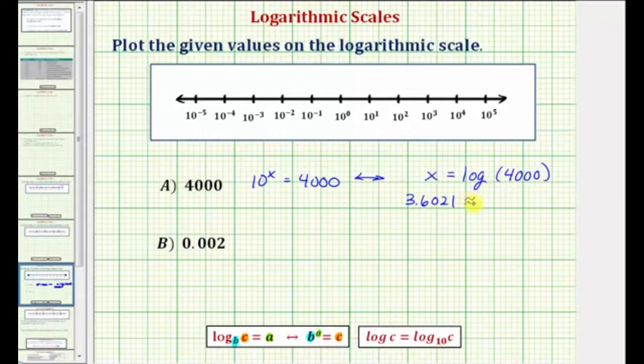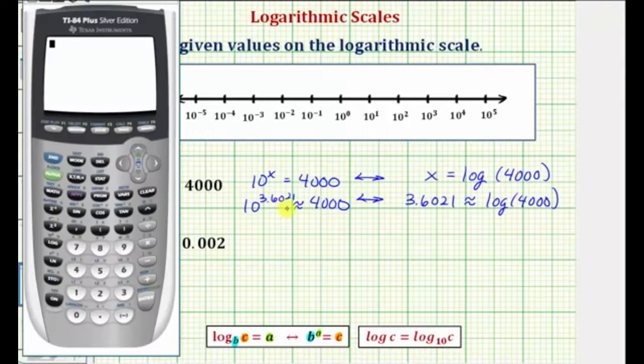So now we know that 3.6021 is approximately equal to common log 4,000, which means x is approximately 3.6021, and therefore, writing the equivalent exponential equation, now that we know x, we can say that 10 raised to the power of 3.6021 is approximately 4,000. And let's go ahead and check this on the calculator. If we enter 10 raised to the power of 3.6021 and then enter, notice how we get approximately 4,000. It's a little bit more than 4,000 because we did round up to get our decimal approximation.